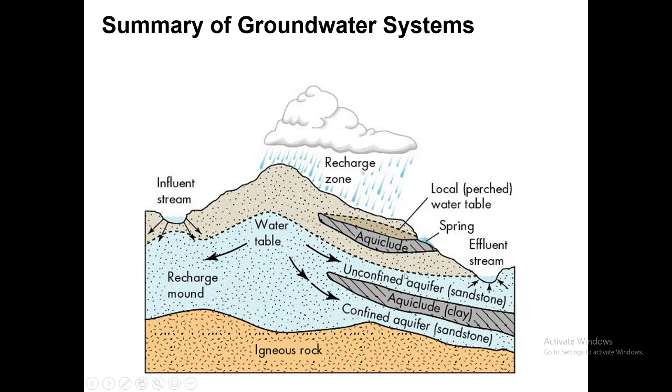And in case of unconfined aquifers, we have this much flow of water. It is flowing directly into this stream like a discharge. So this is the discharge area, and this is the recharge areas. This is the confining bed, and igneous rock is separating it and giving it a platform to store the water in this aquifer.